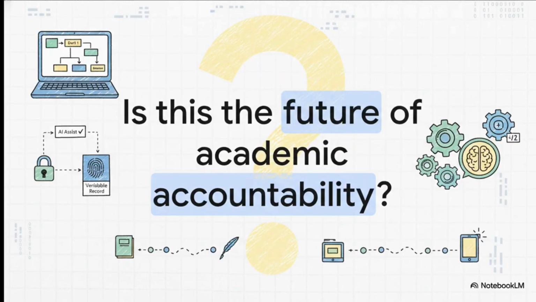As AI gets more and more tangled up in our education, are tools like this going to become the new standard? Is this idea of creating a verifiable record of our work just the new normal for school? That's a future that, well, we're all about to find out about together.